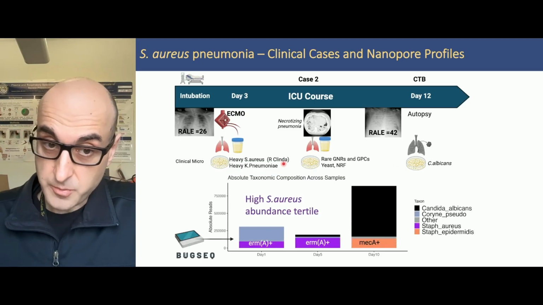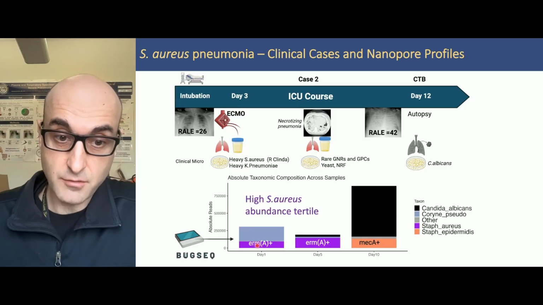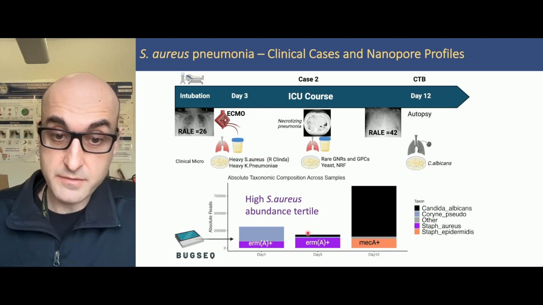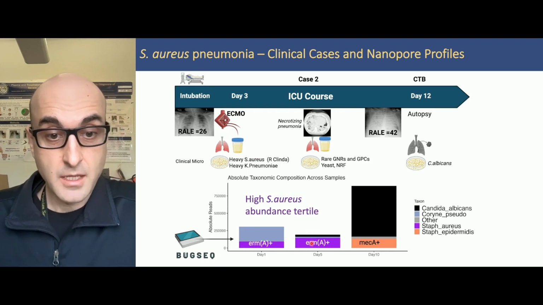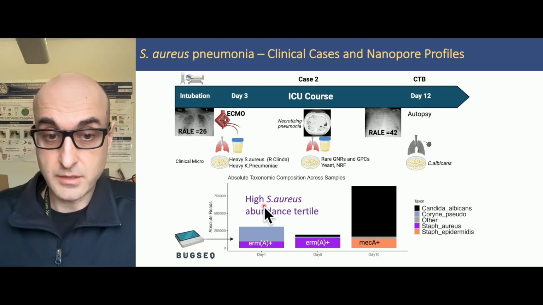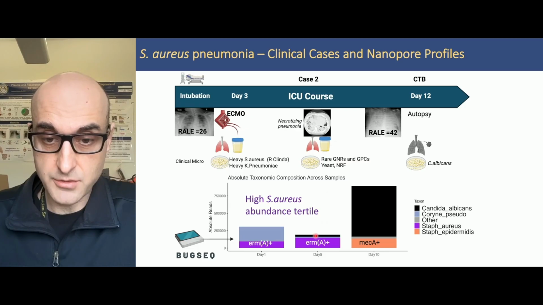We did this all in retrospect, but at the same time, on the day 1 sample, we found high abundance of Staph aureus that was also predicted to be resistant to clindamycin, consistent with cultures. By day 5, the Staph aureus abundance is further enriched, also placing this participant in that high Staph aureus abundance tertile with adverse prognostication. But we also see emergence of abundance of Candida albicans, consistent with the yeast that was seen on the clinical cultures.